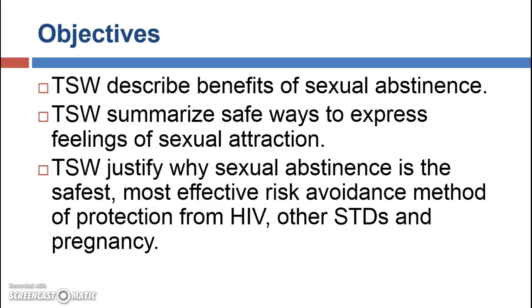Here are your objectives. Describe benefits for sexual abstinence. Summarize safe ways to express feelings of sexual attraction. Justify why sexual abstinence is the safest and most effective risk avoidance method of protecting you from HIV, other STDs, and pregnancy.